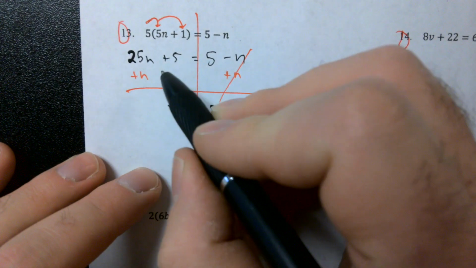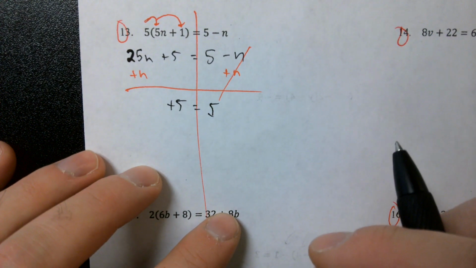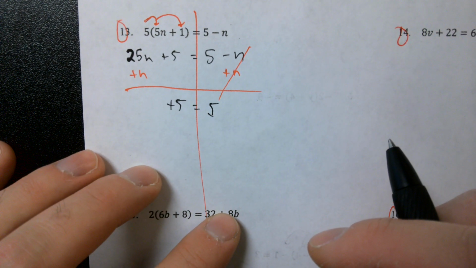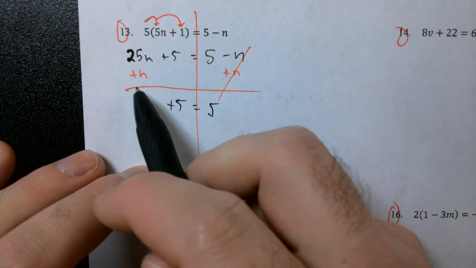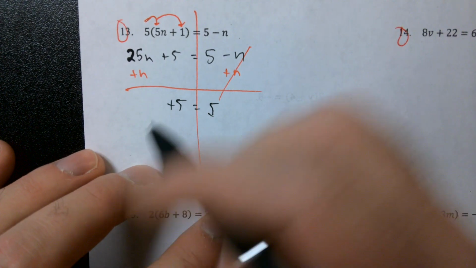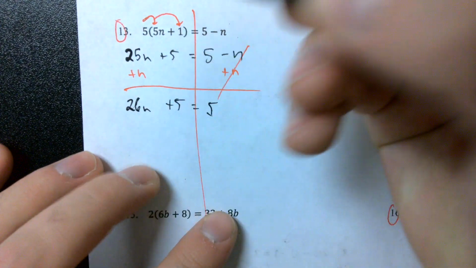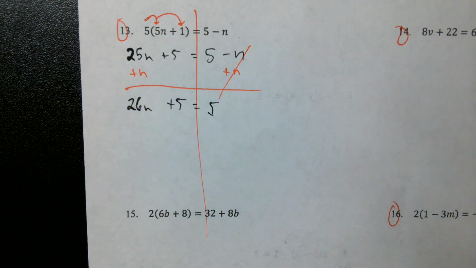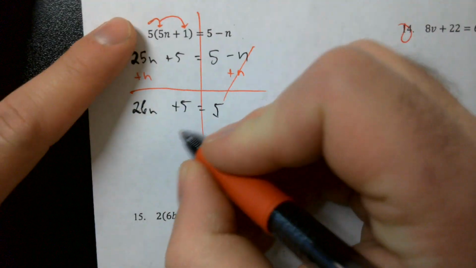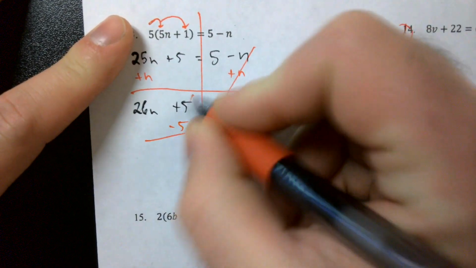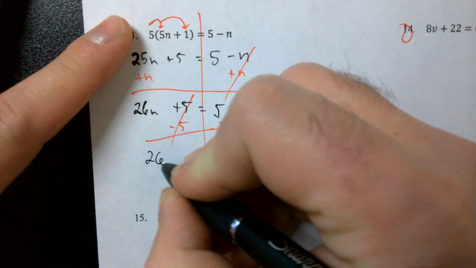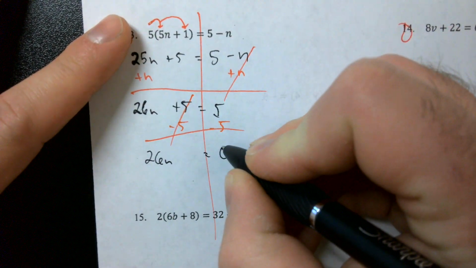What's 25n plus another n? What does that make? How many n's is that in total now? 25? 26. That's right. That little solo n's got a 1 in front. So if we add 25 plus 1, you get 26. What do I do with that plus 5 now? Minus it. We're going to subtract it over. What's 5 minus 5? 0.